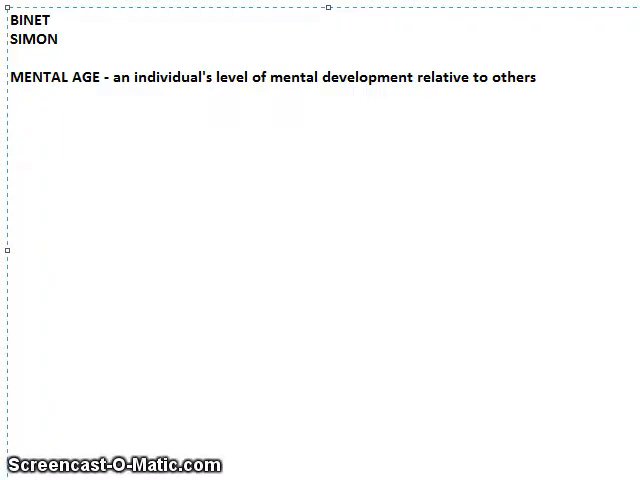Now, this was awesome, but they also wanted to be able to create a test that could immediately compare you to anyone. And that is where Stern came in. Stern was a German man, and he's the one that created the idea of IQ standing for intelligence quotient. Your intelligence quotient is an equation that you can figure out if you know mental age. So this is your mental age divided by chronological age multiplied by 100.